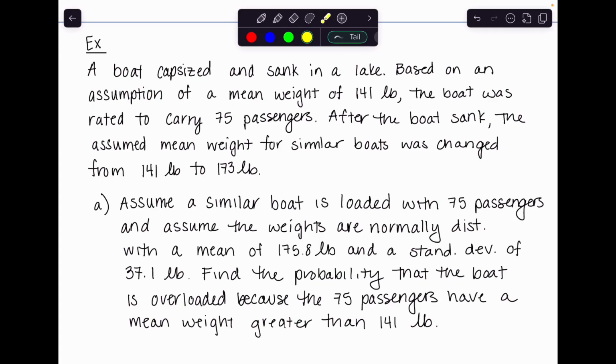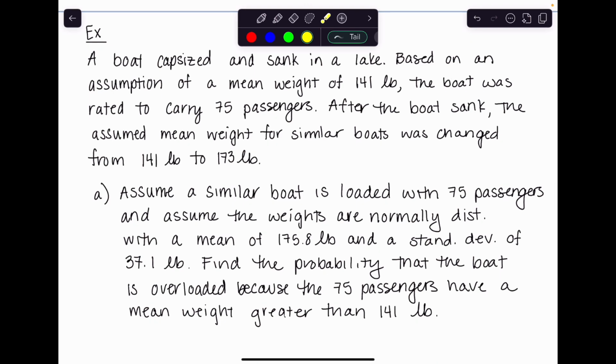So what we want to do is take a deeper dive. If I assume that this sample of 75 individuals has certain properties, so we're going to assume that human weights are normally distributed with a mean of 175.8 pounds and a standard deviation of 37.1 pounds. We're going to find the probability that the boat is overloaded because the sample of 75 passengers has a mean weight greater than 141 pounds. And then we're going to see, if I assume they have a mean weight of 173 pounds, what's the chance of it being overloaded?